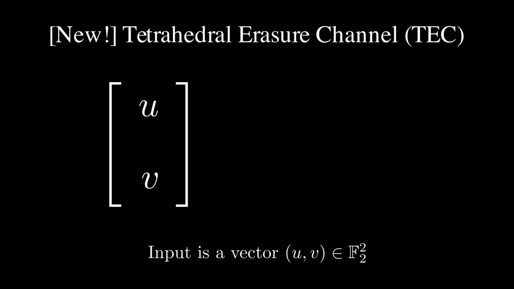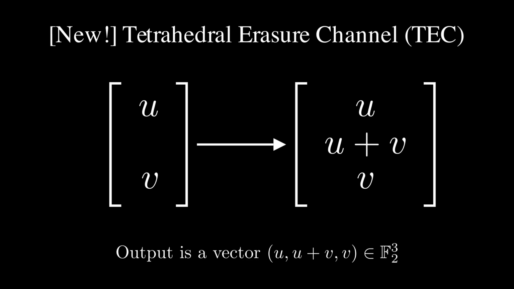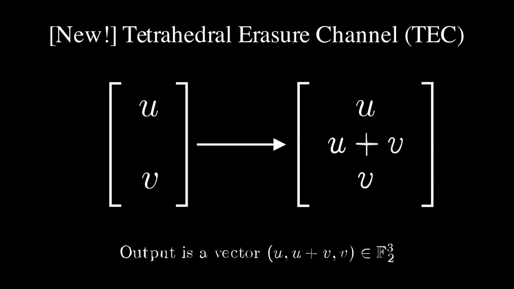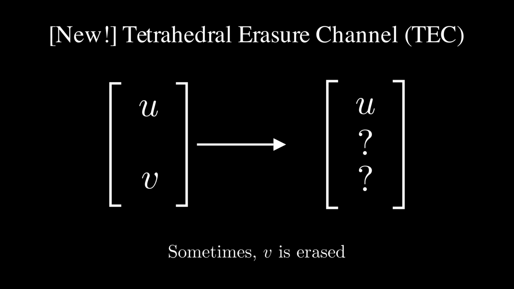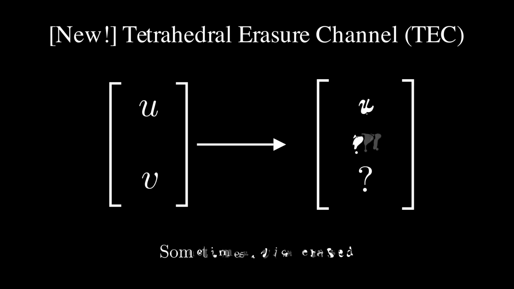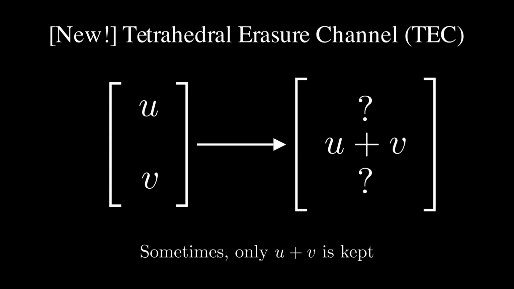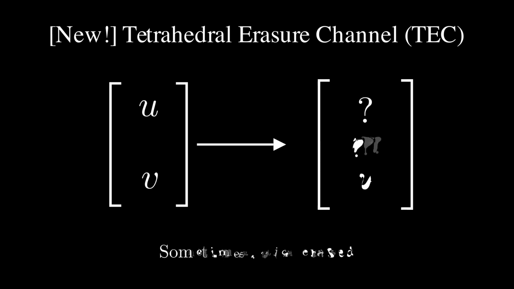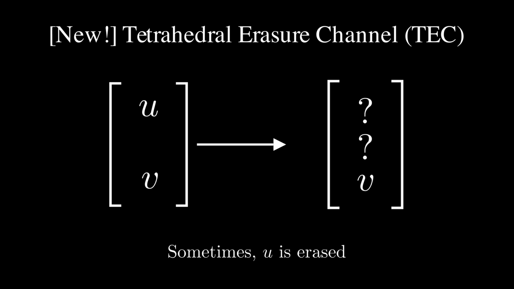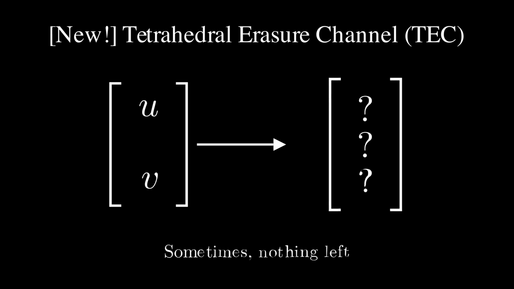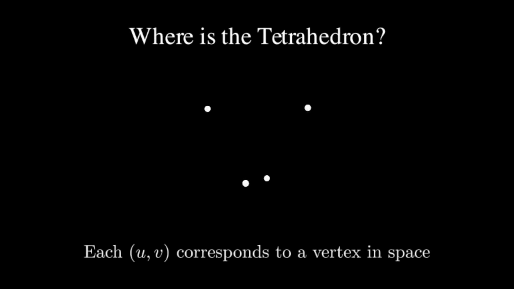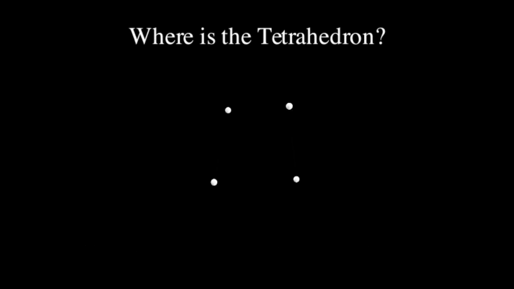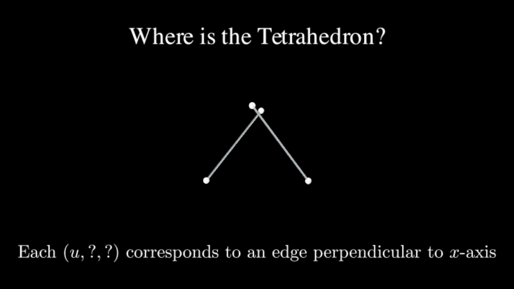The input of the TEC is a pair of bits, U and V. The output of a TEC is a triple of bits, but sometimes only U survives the erasure. Sometimes only U plus V survives the erasure. Sometimes only V survives the erasure. And the worst of all, sometimes nothing survives. So where is the tetrahedron, you ask? Well, here it is.